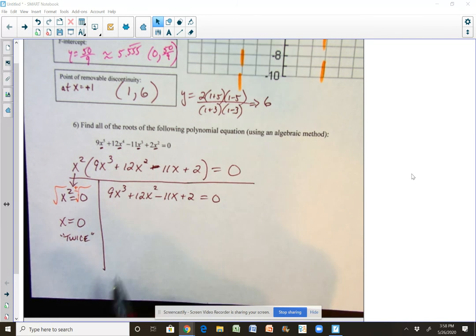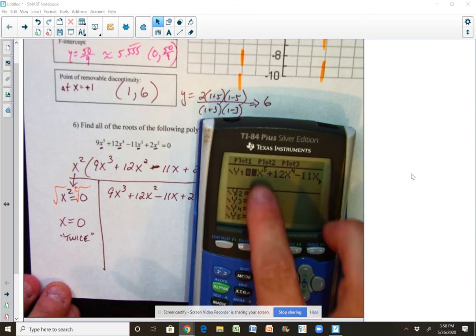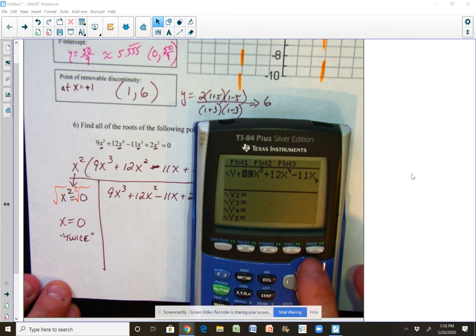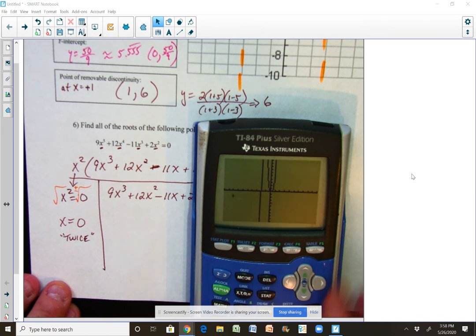It doesn't work by grouping or any other method. So in the beginning, what we can do is take our calculator and graph out that function. Here it is. I typed it out ahead of time. And on the Zoom standard window, you see a picture that looks like this.